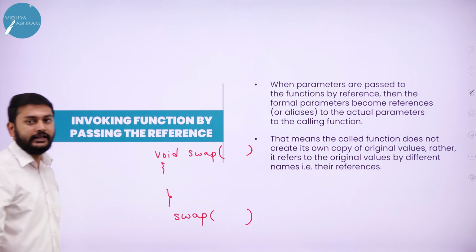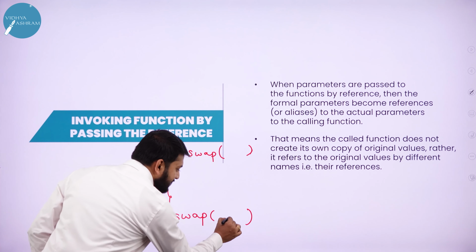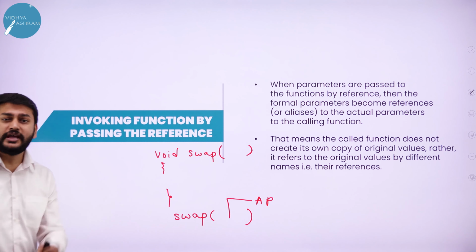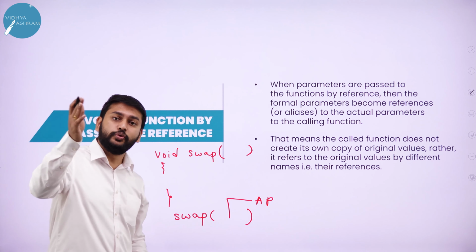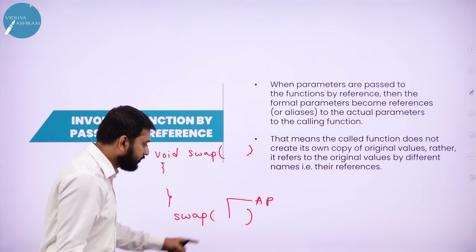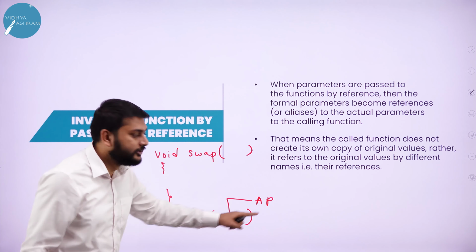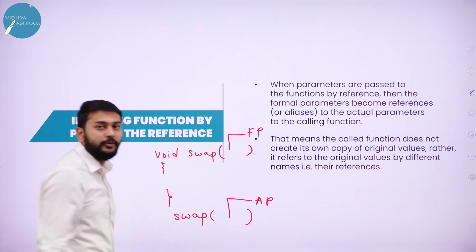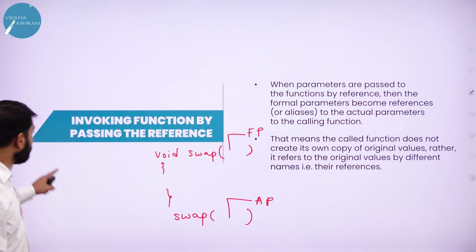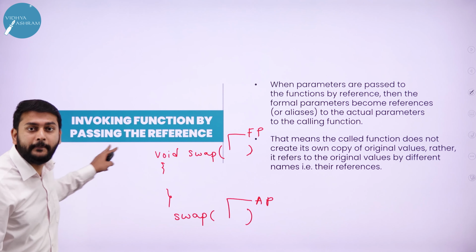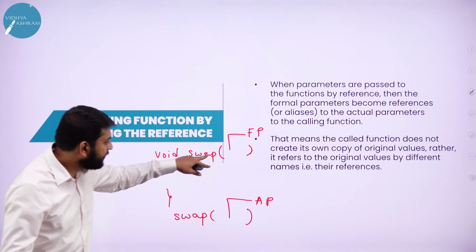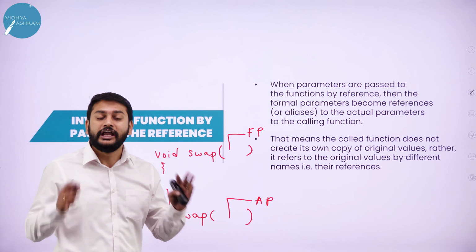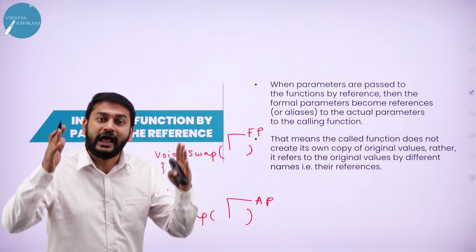Whatever the parameters that I have here, I will call this an actual parameter. So what is an actual parameter? The parameters you have in the function call, I will call it an actual parameter. The parameters that you have in the function definition, I will call a formal parameter. So what happens if you are invoking the function by passing the reference? The formal parameter will have the reference of the actual parameter. It will not have the value, but it will have the reference.